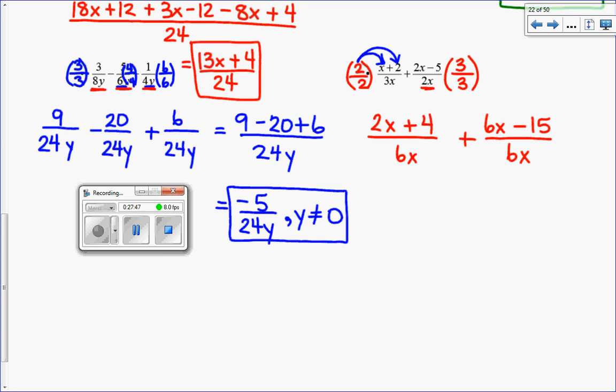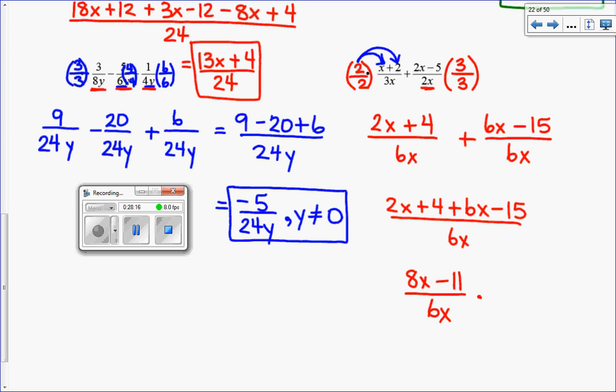Now I have common denominators, so I can just add straight across and subtract straight across. So I've got 2x plus 4 plus 6x minus 15, all over the common denominator of 6x. When I combine like terms, I've got 2x plus 6x, that's 8x. 4 minus 15 is negative 11, and that's all over 6x.